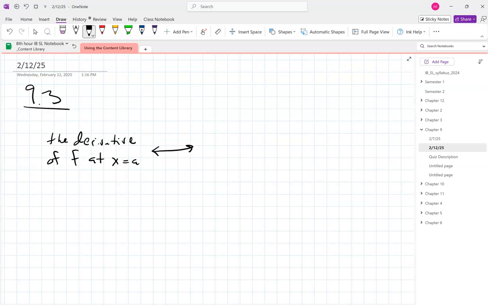When I say the derivative, what do you guys think of? Like taking the derivative of something. It's calculus. What's the derivative of x squared? It's 2x. So the instantaneous rate of change, otherwise known as slope.